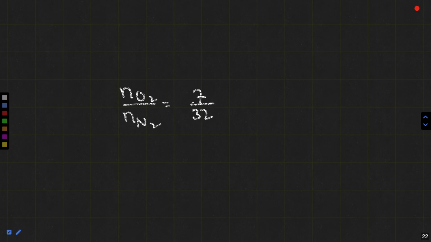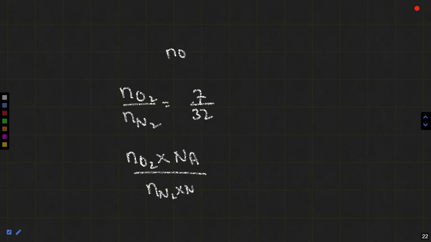Now what is the formula to calculate the number of molecules of O2? Number of molecules of O2 will be number of moles of O2 multiplied by Na. So that would give you the number of molecules of O2, and the same thing with N2. So the Na will cancel out and you will get it as 7/32.